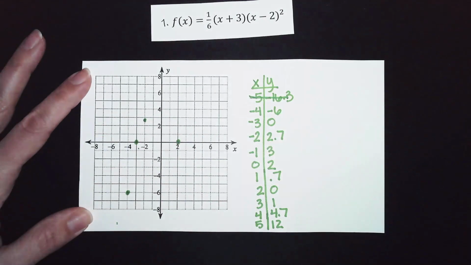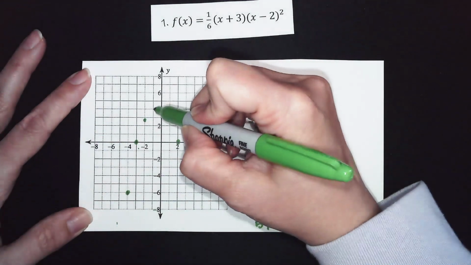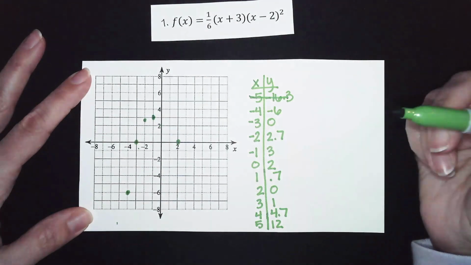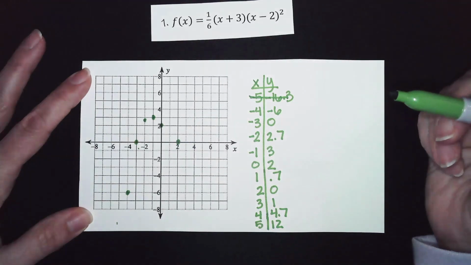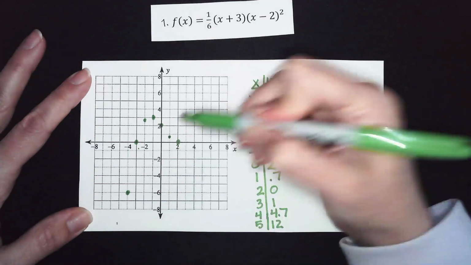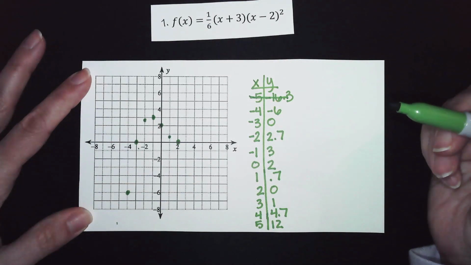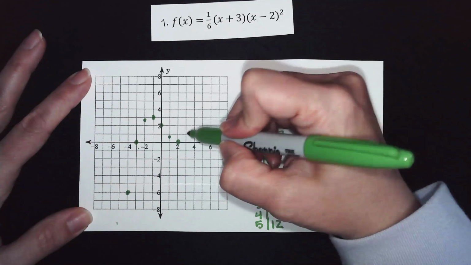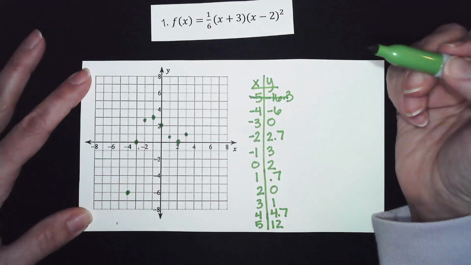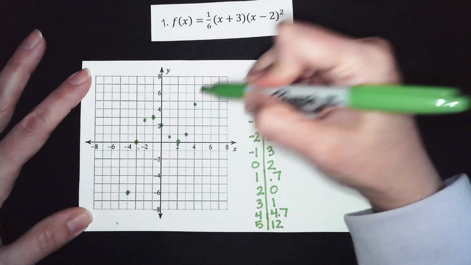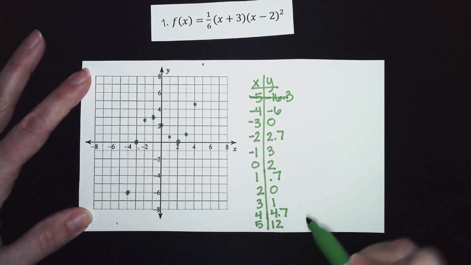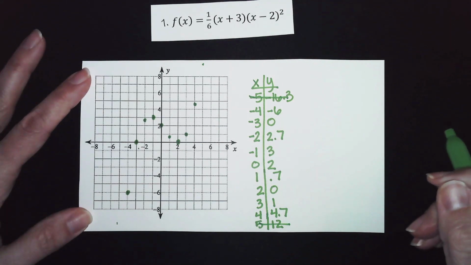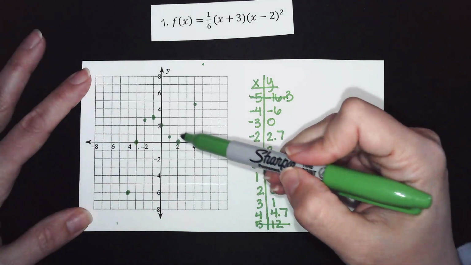-1, sorry, -1, 3, 0, 2, 1 and then 0.7, 2, 0, which we already have, 3, 1, 4 and then 4.7, and then 5, 12 is up off the graph there. All right, so that one I can't actually plot. You can kind of see the shape of the graph right now.